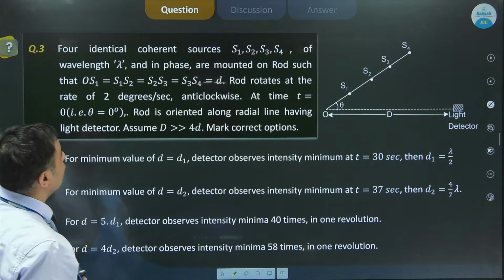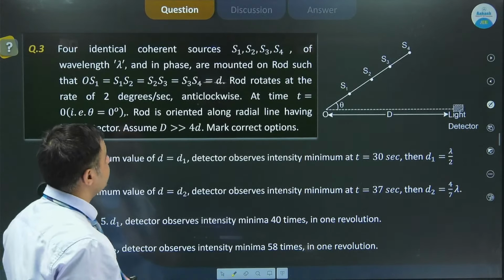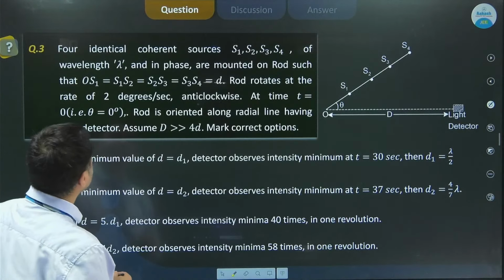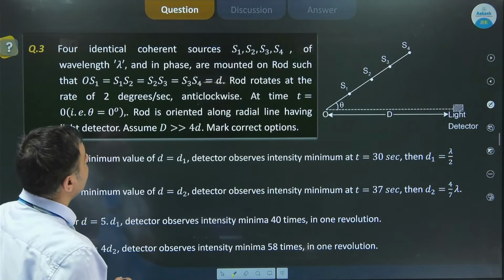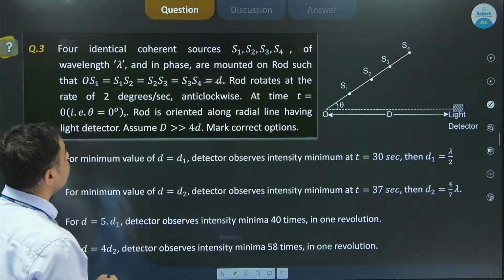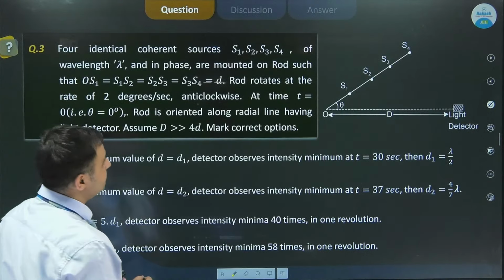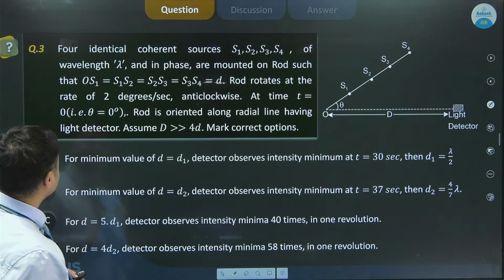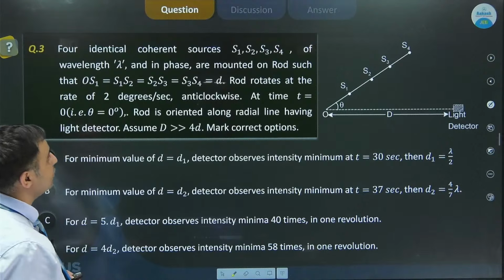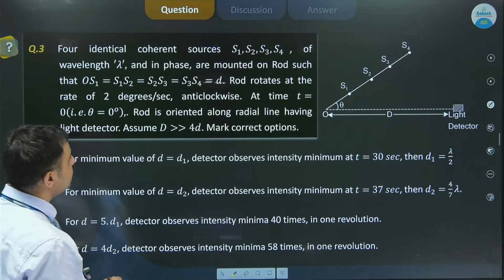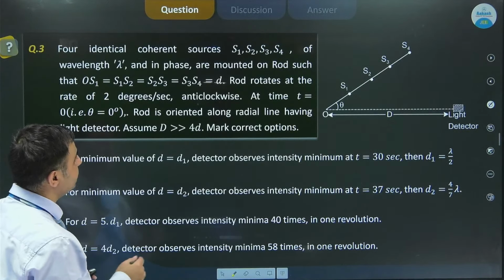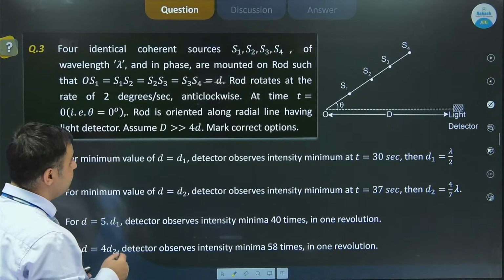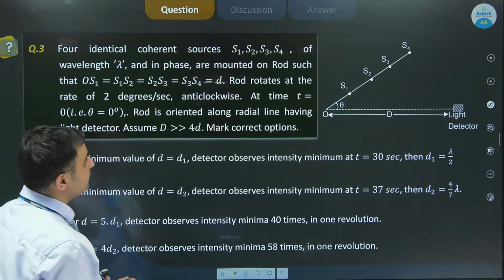4 identical coherent sources S1, S2, S3, S4 of wavelength lambda and in phase are mounted on a rod such that they are equidistant. Okay, the distance between them is equal to small d. Rod rotates at the rate of 2 degree per second anti-clockwise. At t is equal to 0, rod is oriented along radial line having light detector. Assuming capital D is very very greater than 4 small d, mark the correct option.